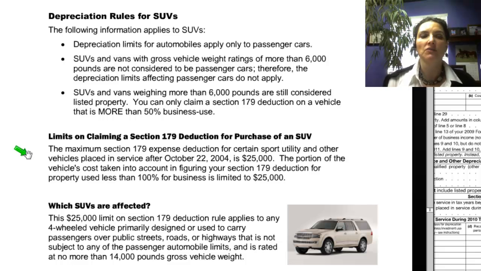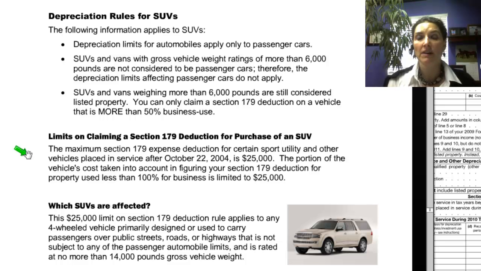So the maximum Section 179 expense deduction for certain sport utility vehicles and other vehicles placed in service after October 22, 2004 is $25,000. So remember I told you there was a date where they decided to change things? Well, that date was October 22, 2004, and how they changed things is they were saying, okay, well, if you spent $60,000 on that fancy Cadillac Escalade, we're not going to let you claim all $60,000 as a deduction under Section 179 in that first year. We're going to limit your maximum deduction on that vehicle to $25,000 under Section 179, and then you're still allowed to claim regular depreciation on the remaining balance.